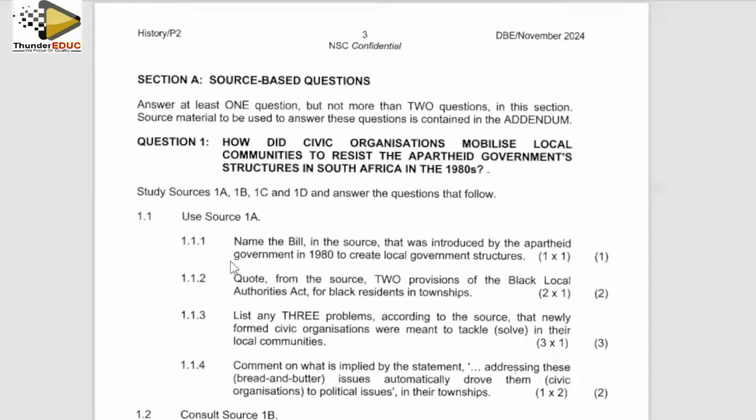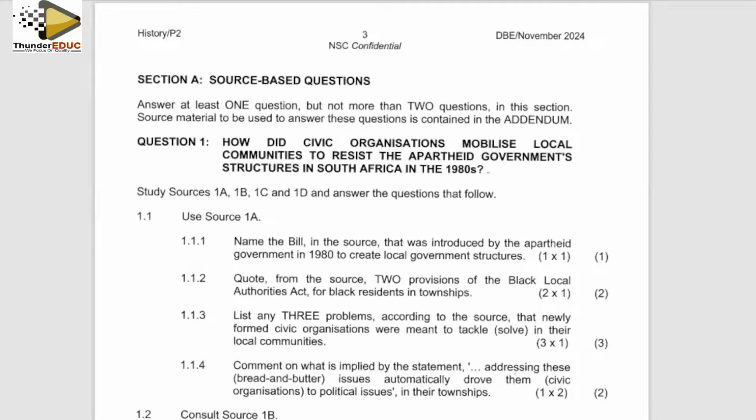List three problems, according to the source, that the newly formed civic organizations were meant to tackle or solve in their local communities. Again, if you check, it's a 3 by 1, a level 1 question. This question is an extraction question, where you are supposed to find information from the source. You're supposed to just go to the source and extract the relevant information. We want three problems that were supposed to be solved by the civic organizations in their local communities.